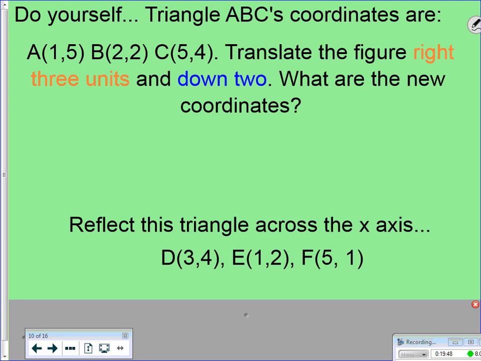This kind of reminds me of the cha-cha slide. To the right, to the right, to the right, to the right, to the left. Kind of reminds me of that.